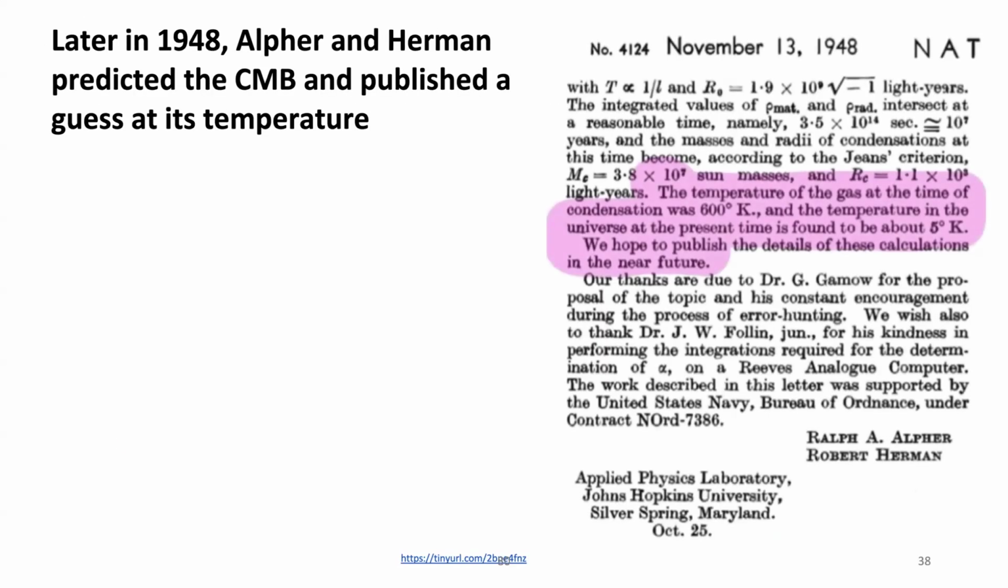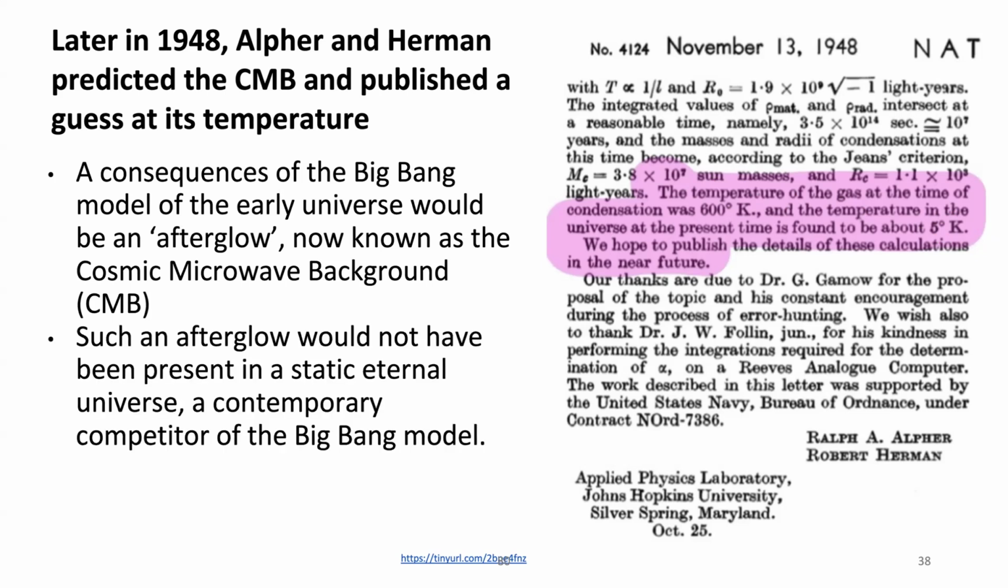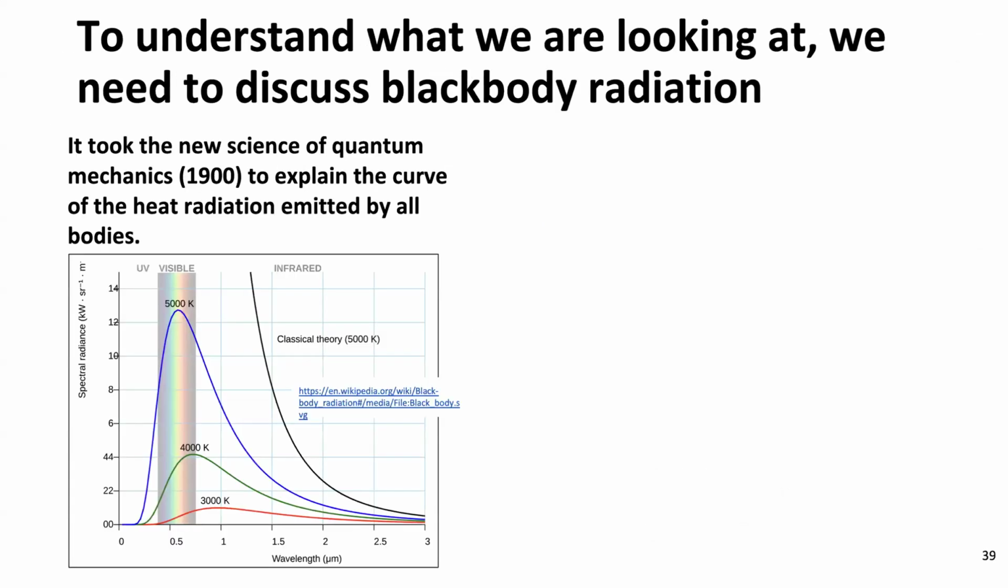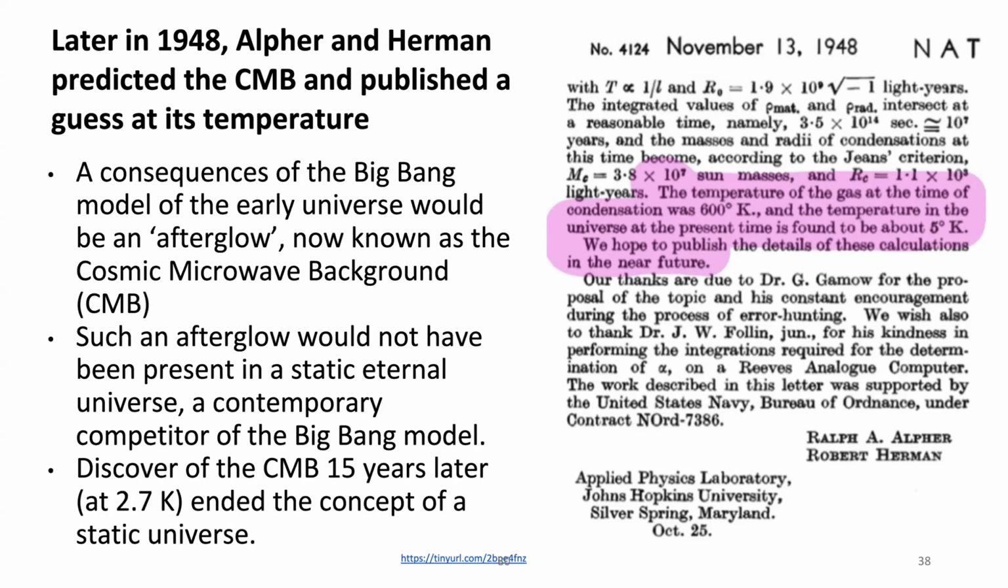So here's a page from a paper by Alpher and his colleague, another student, Hermann. And if you read into this, we should be able to see a background radiation around 5 degrees above absolute zero. This is the first prediction of an afterglow from the Big Bang. We now call that afterglow the cosmic microwave background. And it took another 15 years. Oh, well, let's talk about what this means.